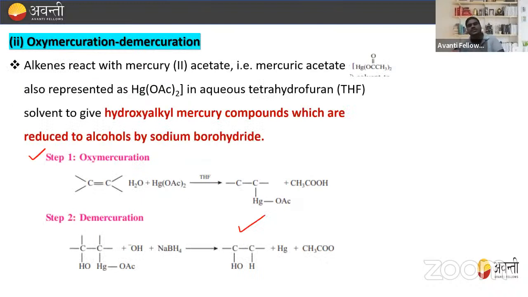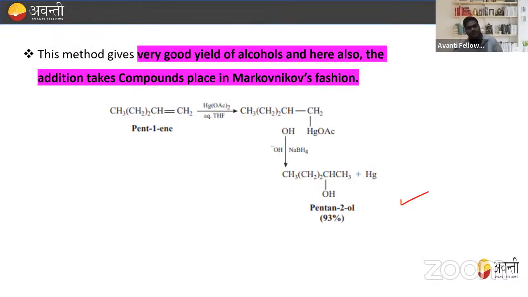Similarly, oxymercuration-demercuration also reacts with mercuric acetate to form the alcohol. Now, this method gives a very good yield of alcohol, and here also the addition takes place in the Markovnikov fashion, right? So this is all about it. Now CH3CH2CH=CH2, H2O, again mercuric acetate. So this is the example which shows the production of alcohol.